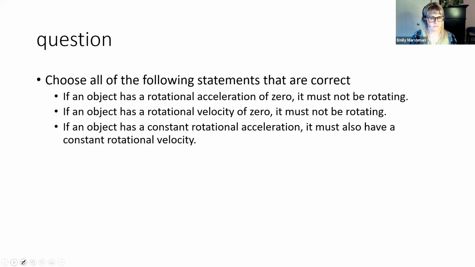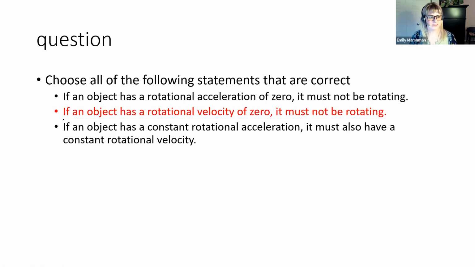So I have a question for you. Choose all the following statements that are correct. If an object has a rotational acceleration of 0, it must not be rotating. If an object has a rotational velocity of 0, it must not be rotating. If an object has a constant rotational acceleration, it must also have a constant rotational velocity. Pause the video, think about which ones you think are true, and when you're ready, press play. We'll go over it together.